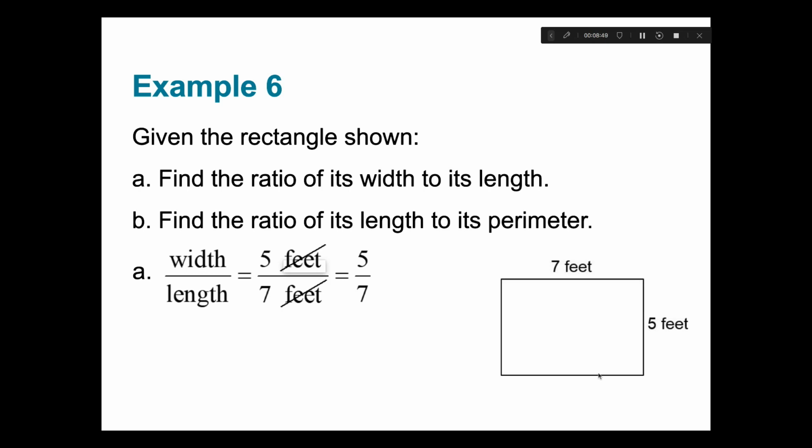Wait. So the width, why did this get to 5? Oh, well, we listed them backwards. I always thought width was length with across. We listed them backwards. Thanks for pointing that out, Valeria. I was just going to go with it. So it's 5 to 7, not 7 to 5. Width is up and down, length is sideways.